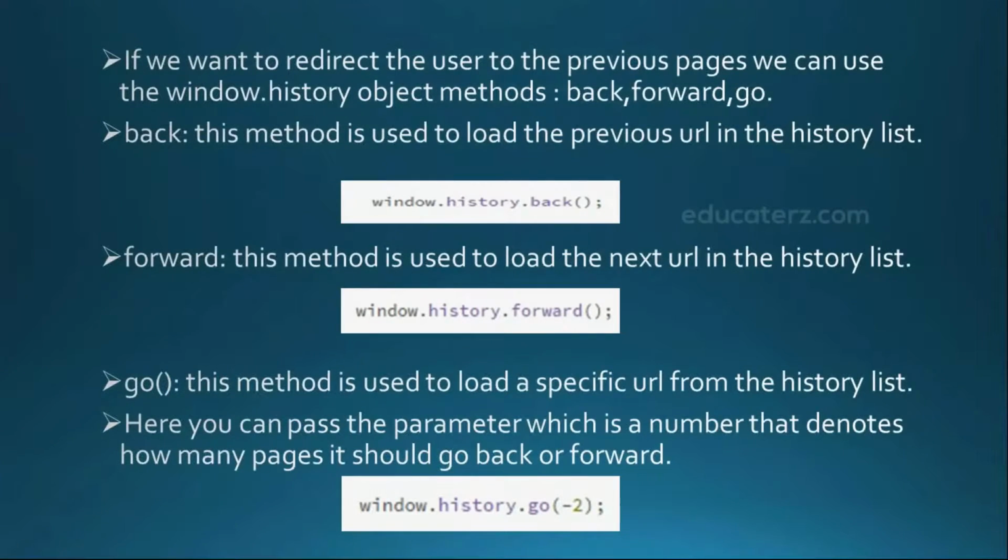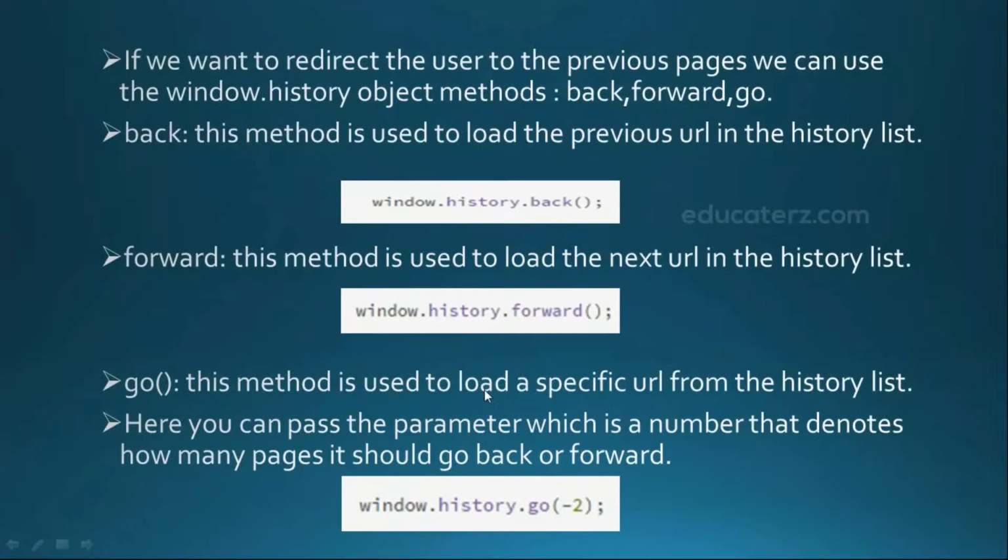So when you use the back method, it is used to load the previous URL in the history list. Here you can check, we will be calling the back method over the history object. So this is simple, it doesn't accept any arguments. And coming to forward, this method is used to load the next URL in the history list. So it will load the next URL which is there in the history list.